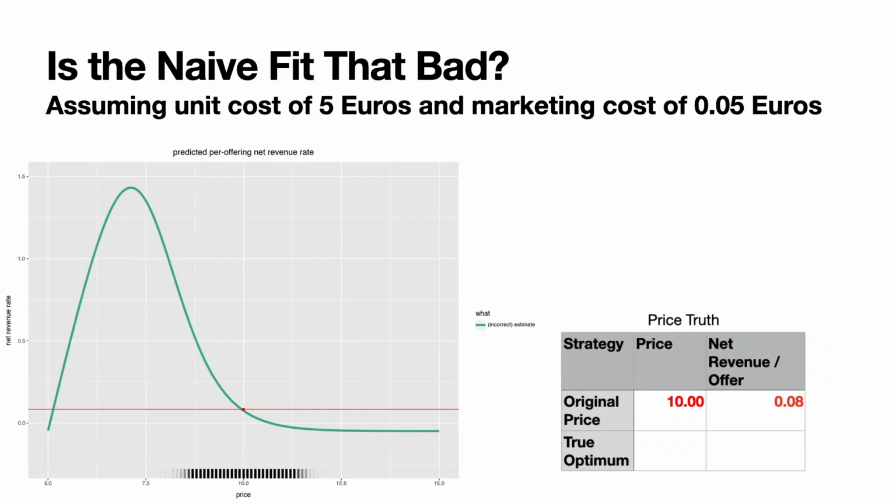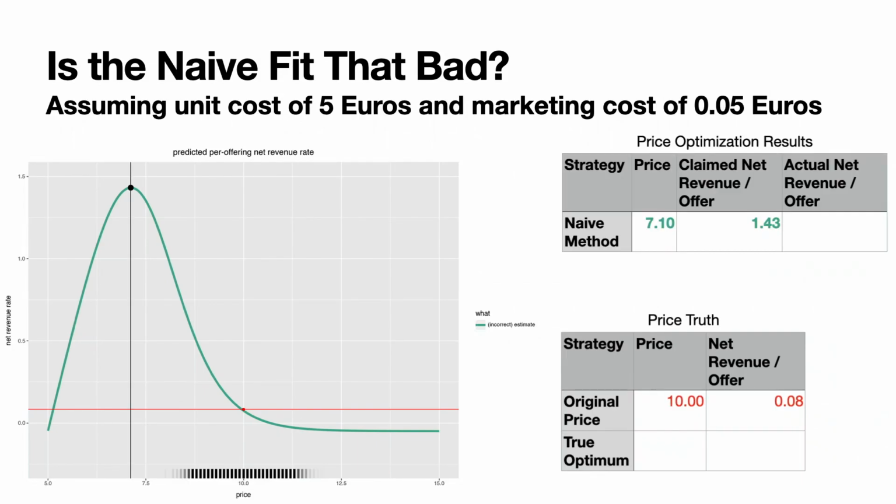It actually is. Now this is a new graph where, again, the x-axis is price, and now the y-axis is net revenue per offering. That is the profit, assuming a €5 unit cost and a 5-cent marketing cost per email. At a price of 10 euros, we seem to get about 8 cents per offering. The naive method's fit says that the optimal price, the one that maximizes net revenue, is closer to 7 euros 10, and at that price, it predicts a €1.43 net revenue per offering. This is already a red flag, as this is not consistent with any previous experience of this business.